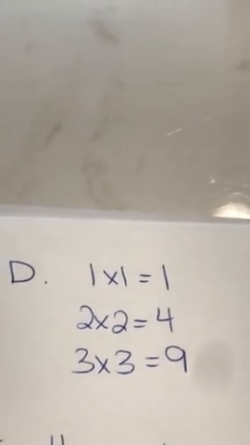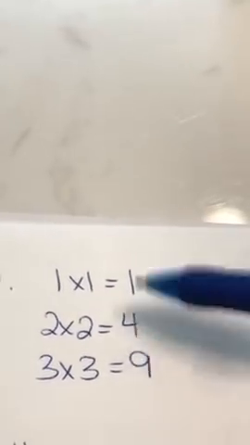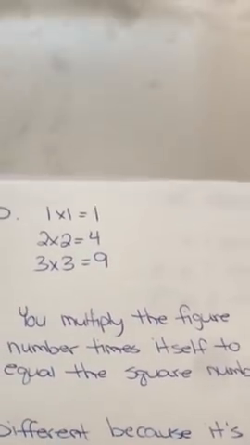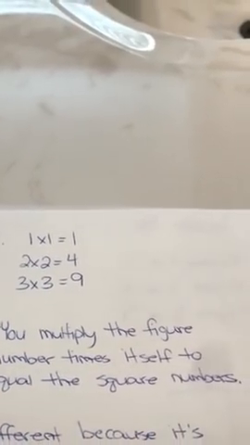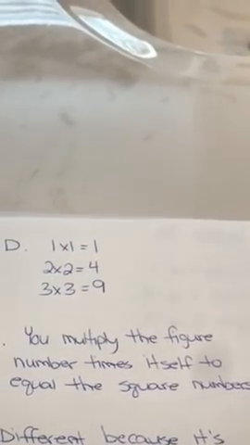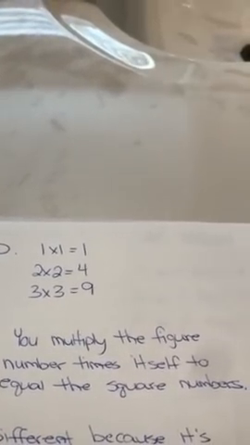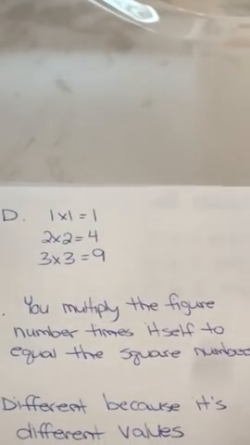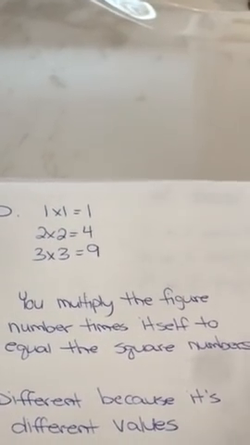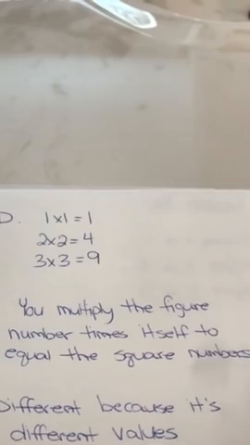Okay, and E is just going to tell you to say this in words. Okay, so for E, pretty much what you're doing is you multiply the figure number times itself to equal the square numbers. Okay, that's what we did. So with E, you're just putting this rule into words. You multiply the figure number times itself to equal the square numbers.